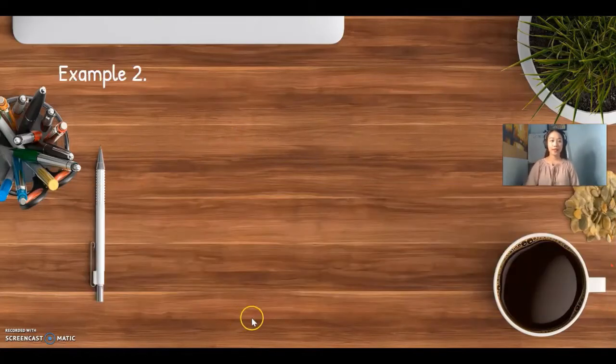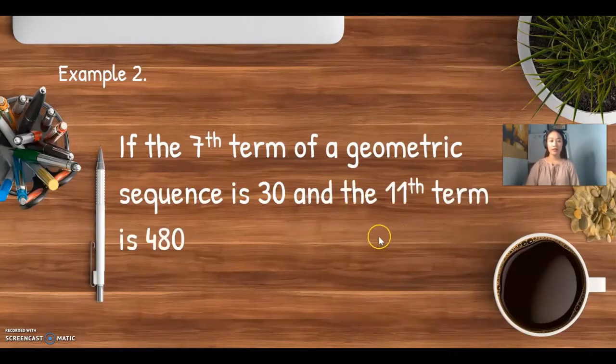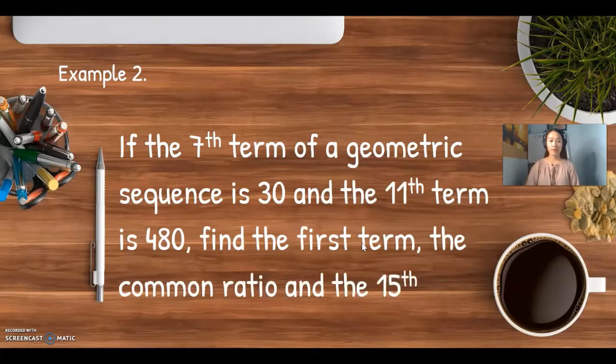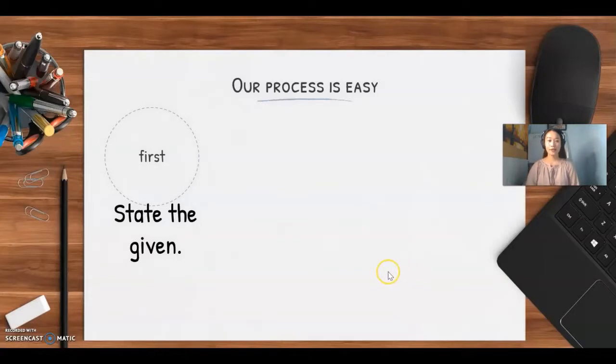Let us proceed to our example number 2. The problem for our example number 2 is, if the 7th term of a geometric sequence is 30 and the 11th term is 480, find the first term and the common ratio and the 15th term. So in this problem, we are looking for 3. The first one, we're looking for the first term. We're also looking for the common ratio, and we also need to find the 15th term, or the a sub 15. Okay, let's have the first step.